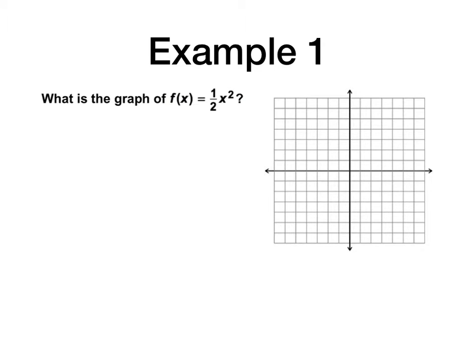Okay, so let's look at example 1. What is the graph of f of x is equal to 1/2 x squared? So we see that x squared, so we know it's going to be a parabola. First, let's find the vertex. We said the vertex is (h, k). Do we have an h or k here? No, so what's our vertex going to be? (0, 0). So we can plot this point on the graph at (0, 0).